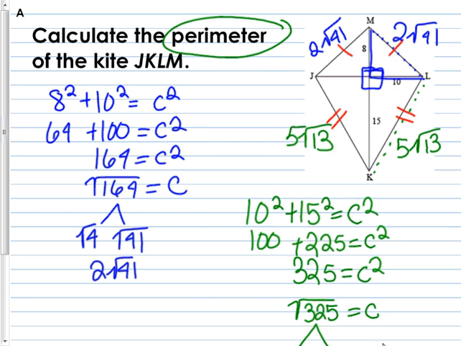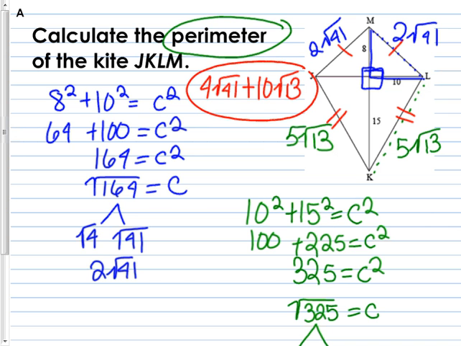I found all these pieces because, again, it said to find the perimeter of the kite. And so for the perimeter, I needed to know all of the outside pieces and add them up. So let me go ahead and do that. I have 2 square root of 41 plus 2 square root of 41, which is 4 square root of 41. And then I have 5 square root of 13 and 5 square root of 13, which is 10 square root of 13. And that's the perimeter of the kite.